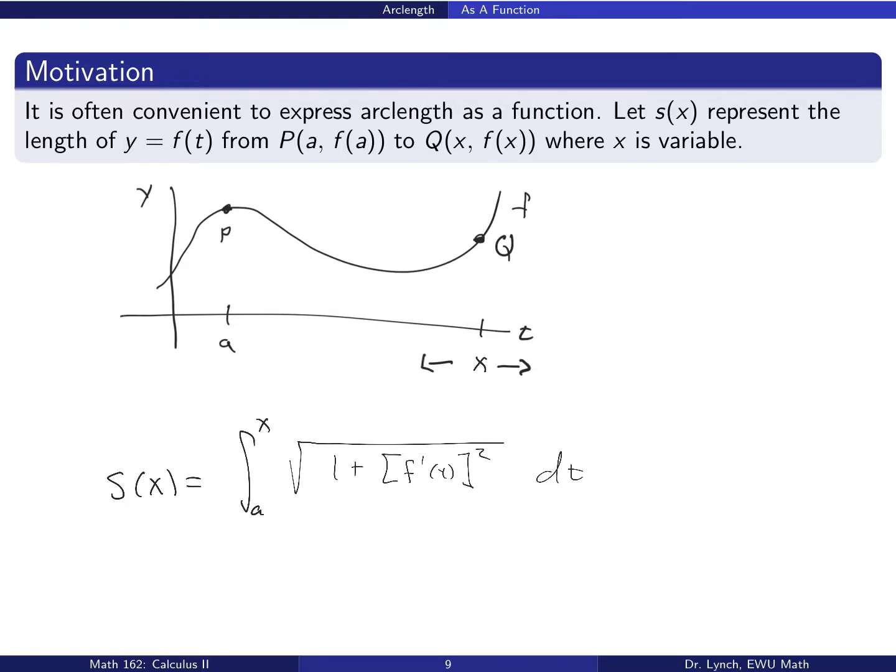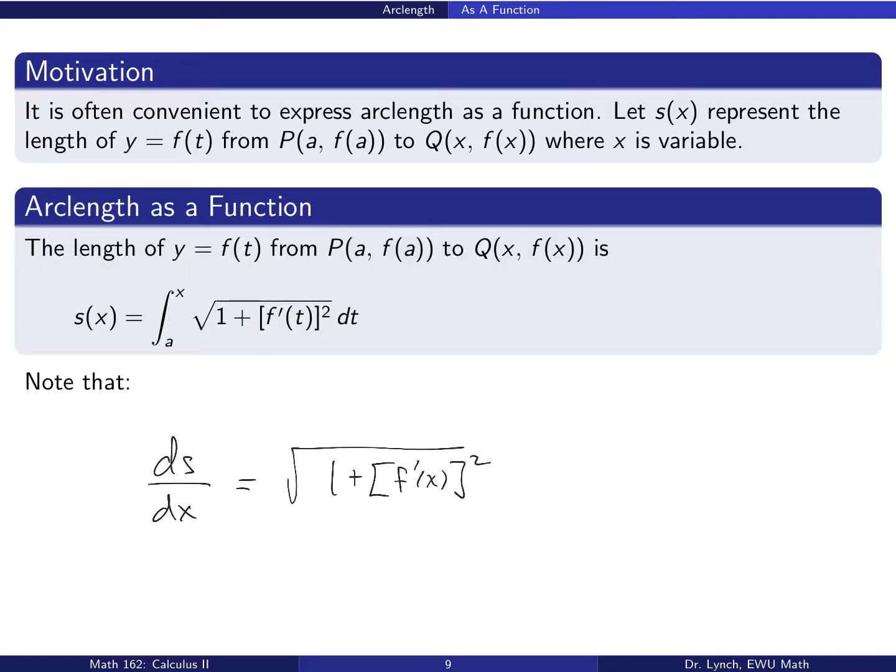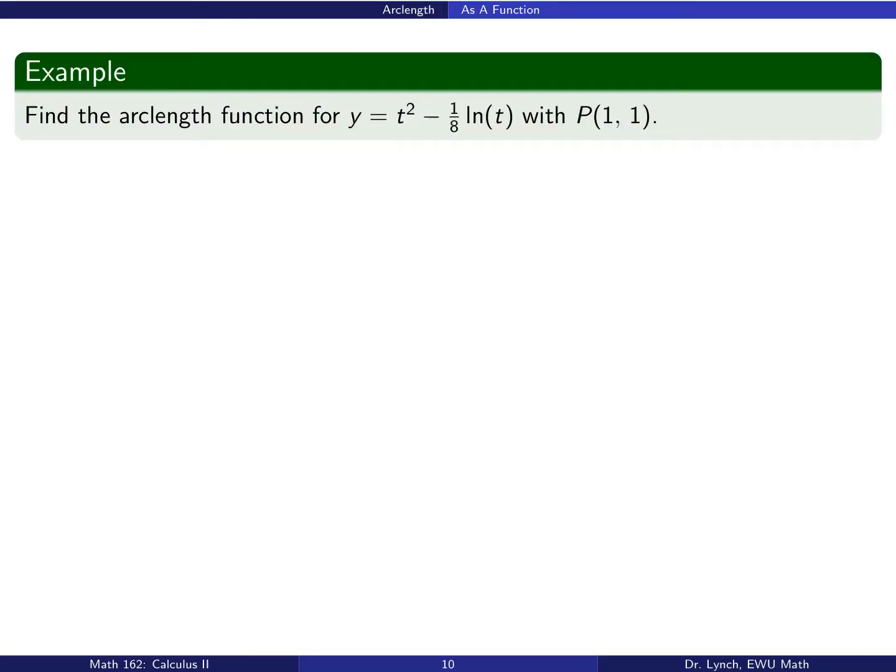Now, we'll notice that this is of fundamental theorem of calculus form. And since our arc length function is of fundamental theorem of calculus form, we can go ahead and write the derivative ds dx as the square root of the quantity 1 plus f prime of x squared. That's going to be useful later also. Okay, in the meantime, let's go ahead and just have a look at the arc length function for this curve y equals t squared plus 1/8 natural log of t. And here we'll just take the starting point to be (1, 1).